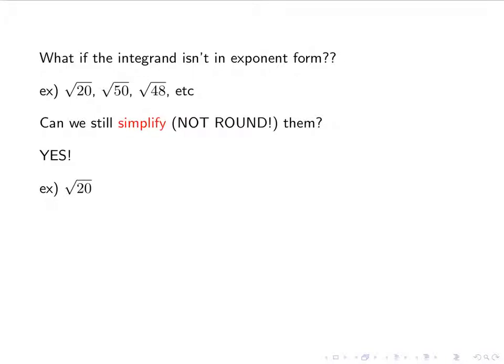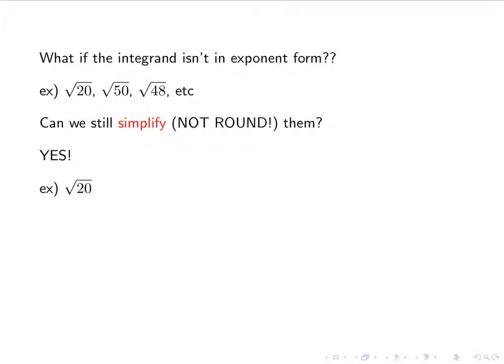So what we're going to do is take our square root of 20 and ask ourselves, what is a factor of 20 that's a perfect square? It has to be a factor, so something times something equals 20, and at least one of those has to be a perfect square. Our goal is to look for the largest one.